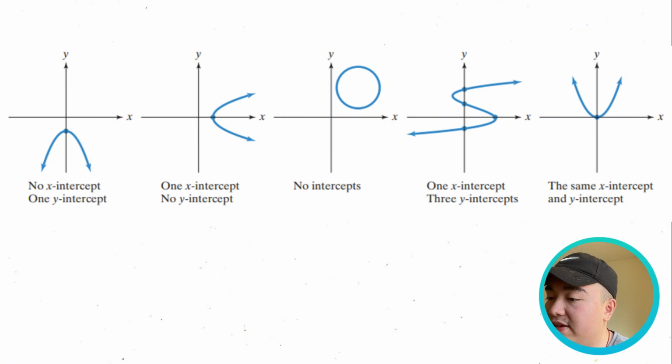Lastly, we have this curve right here. This is a parabola, y is equal to x squared. Here it touches both the y and x axes at the origin, and so we have the same x-intercept and y-intercept.